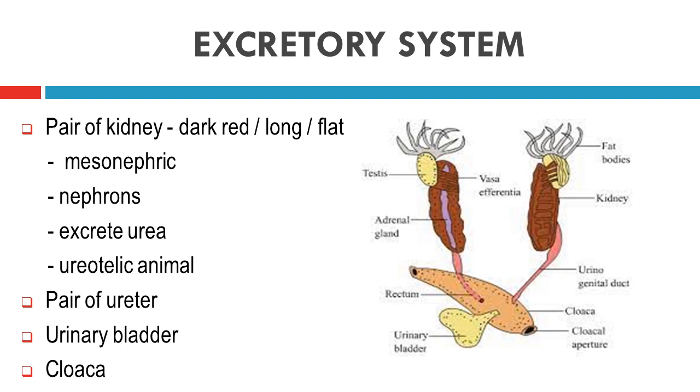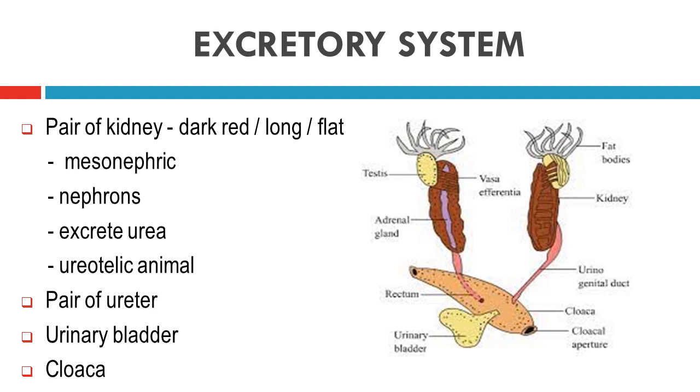Here mainly the major excretory organ is the kidney. In frog also it consists of a pair of kidneys. Can you watch this kidney in the figure? It is dark red in color and very long as well as flat in shape. The kidney is also a mesonephric kidney. The structural and functional unit of the kidney is known as nephrons, right? Several nephrons are present inside these kidneys.